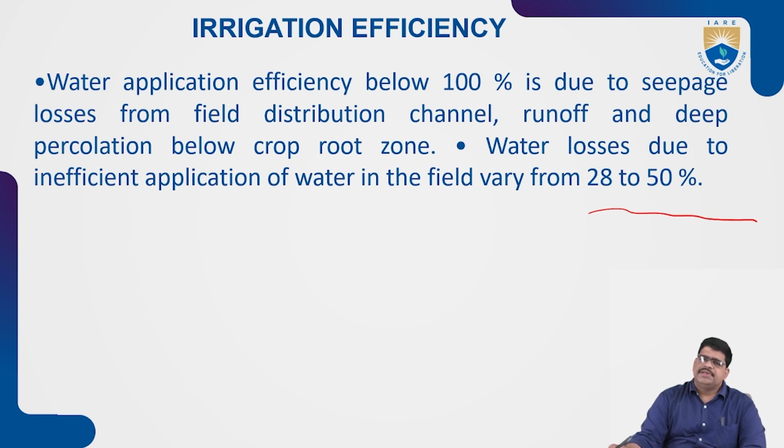Inefficient application means what happens? We cannot control the losses, whether surface, subsurface, infiltration or percolation. Whatever they are, the losses affect the water, because it cannot be utilized. The wastewater easily goes through the ground.